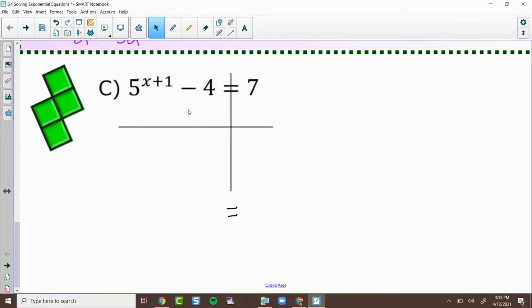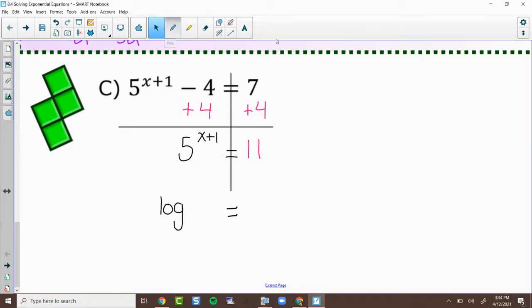Let's go ahead and add 4 to both sides so we can get it to look like an exponential. 5x plus 1 in the exponent equaling 11. Again, there is no exponent. 5 to the first is 5. 5 squared is 25, so I can't rewrite these, but I can use logs with my swoop deloop.